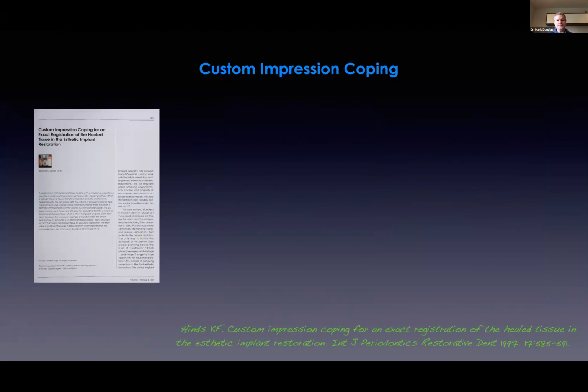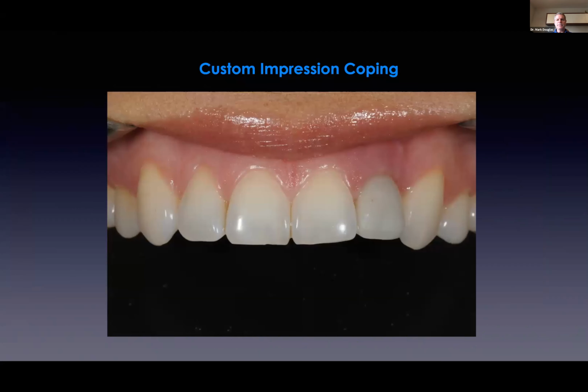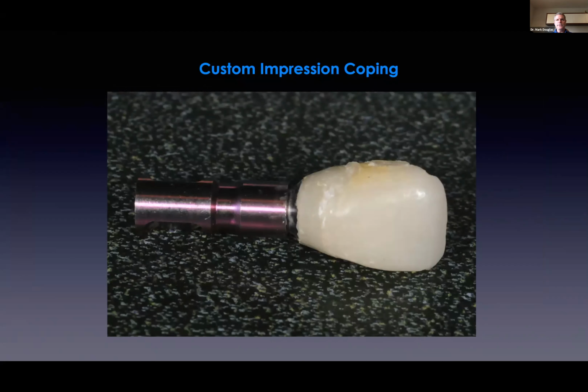Hines is the guy who first described how to make a customized impression coping, and we're going to show you that technique right now. We're going to look at the upper left lateral incisor. We are going to remove the temporary crown or provisional restoration. We're going to place it on an analog.